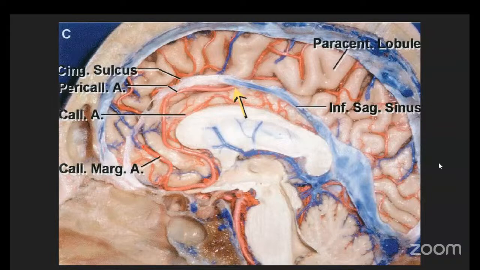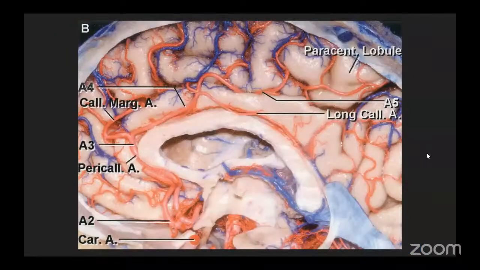Clear this. So yes, this is marked properly. I am not sure, maybe there was an anatomic variation or something. This is A2, and you can see the ACOM has been cut here. And then this is the pericallosal artery, which is traveling right around the corpus callosum. This is the A4 segment. If we go slightly posteriorly, the posterior branches would be the A5 segment.